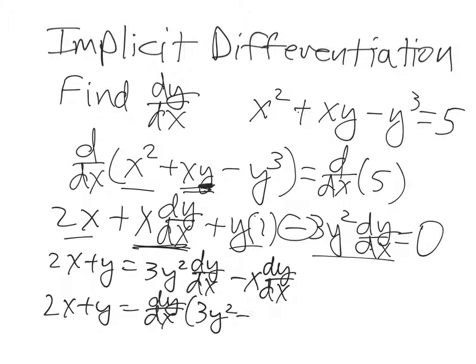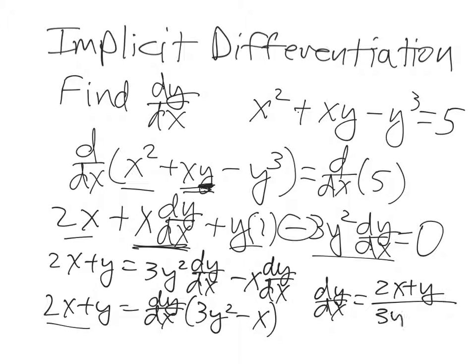Leaves the 3y squared minus x. And then finally divide by the 3y squared minus x. So dy by dx then will be 2x plus y all over 3y squared minus x. So there's your basic implicit differentiation problem.